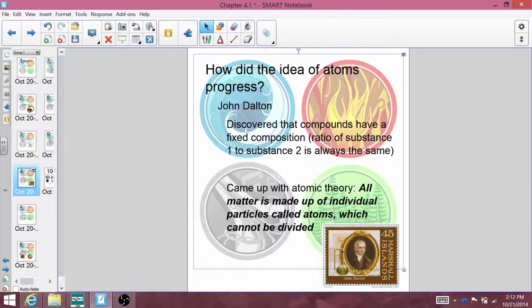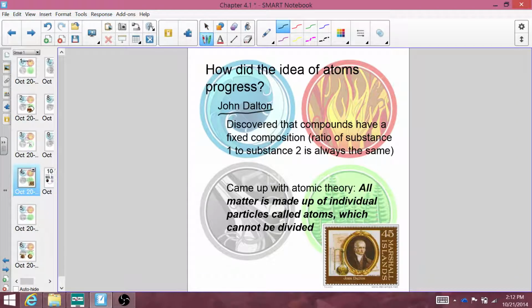Skip ahead almost 2,000 years, and we get to this guy named John Dalton. At this point, science has pretty much accepted Democritus's idea that matter is made up of small particles, but John Dalton really took it another step further. And he discovered that compounds in gases always have a fixed composition. So that means that the ratio of substance 1 to substance 2 is always the same.